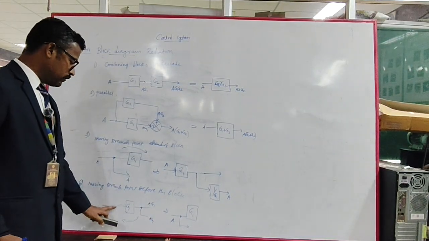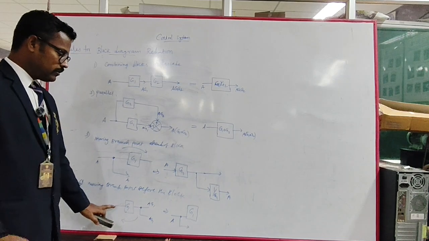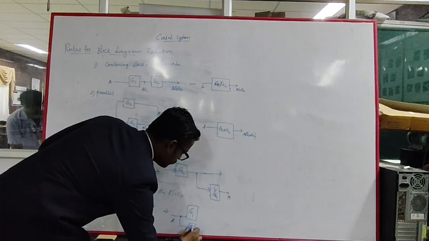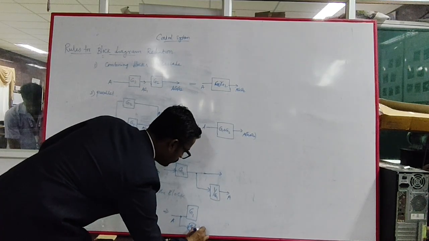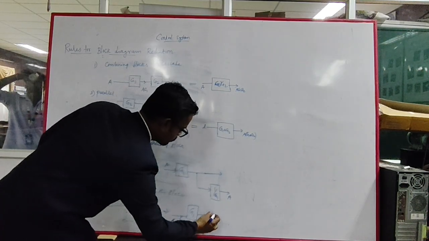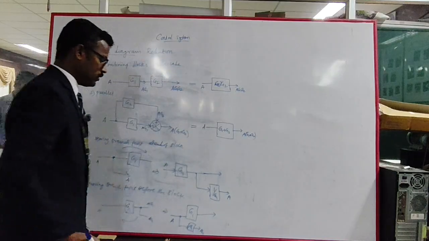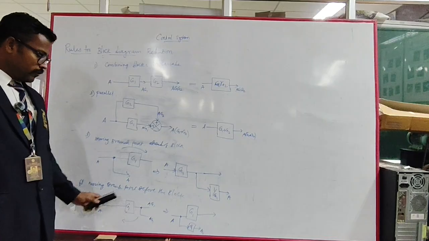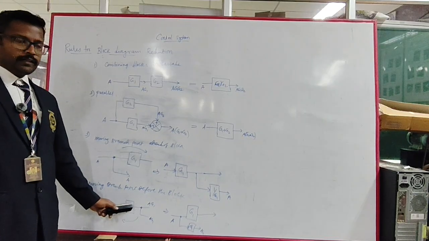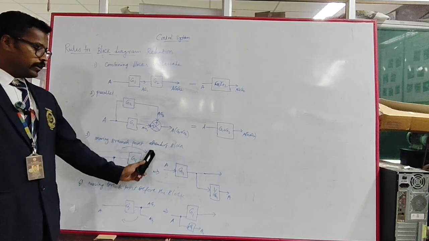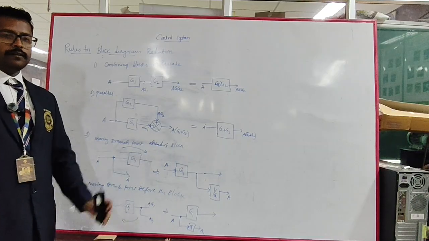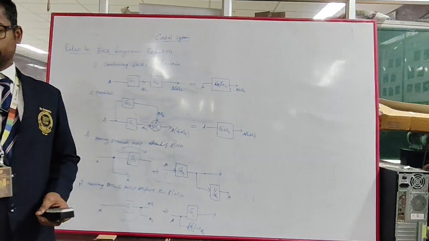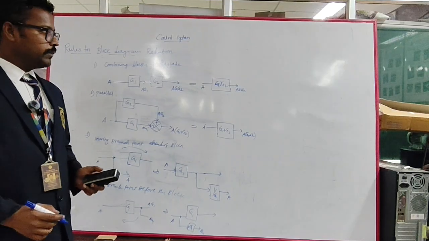So if you are moving forward, I will get only A. So I have to multiply it again with G1. So it is multiplied with G1 to get the same AG1. This is also AG1. Okay, so if you are moving the branch point before the block, you have to multiply the gain. If you are moving the branch point after the block, you have to divide by the gain of the block. Okay, and the next rule is moving the summing point.